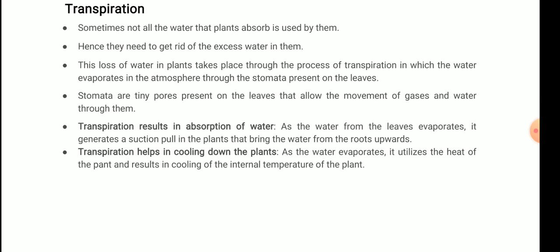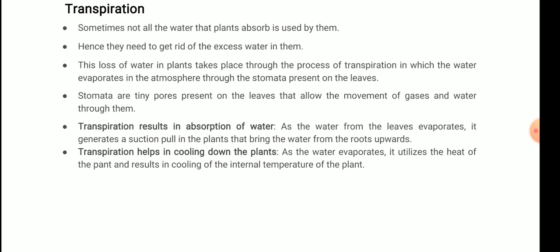Next topic is transpiration. Let's start. Now sometimes not all the water that plants absorb is used by them. Definitely it is true with us also that we drink a lot of water, but it is not 100% utilized in our body.